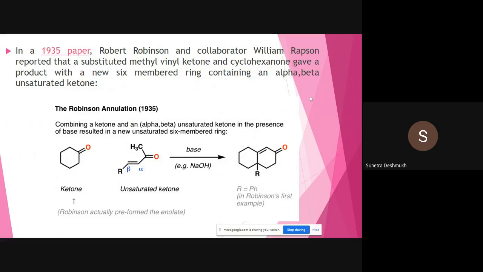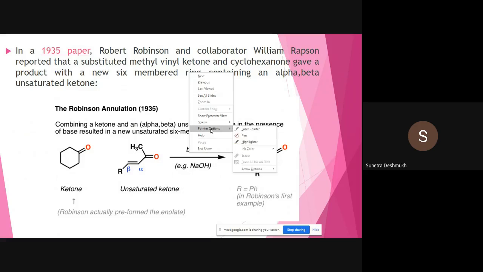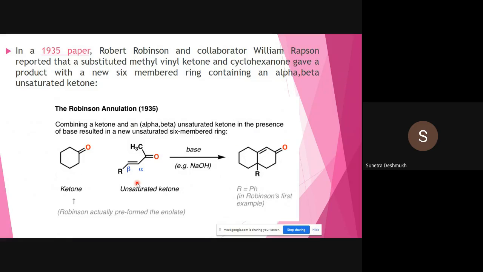So here they have given the general reaction. They have taken the starting material as a ketone, a six-membered ketone, and another component is an alpha beta unsaturated ketone. And in the presence of a basic catalyst, for example sodium hydroxide, we can get this new cyclohexanone. Okay, so here if you pay attention, we got a new cyclohexanone ring. So combining a ketone with an unsaturated ketone in the presence of base resulted in a new unsaturated six-membered ring. This new unsaturated six-membered ring has been generated via the Robinson annulation reaction.